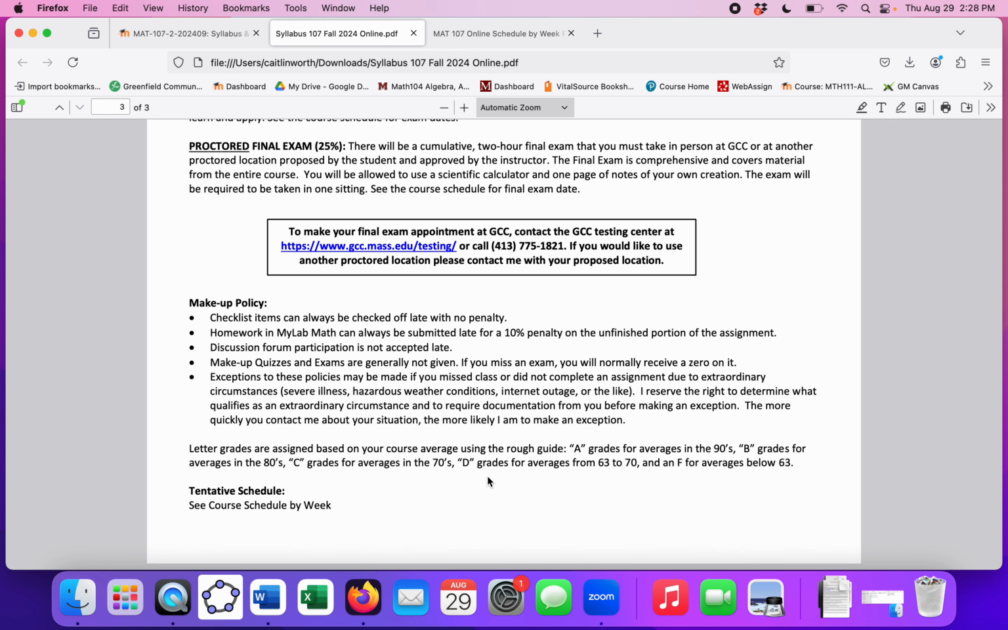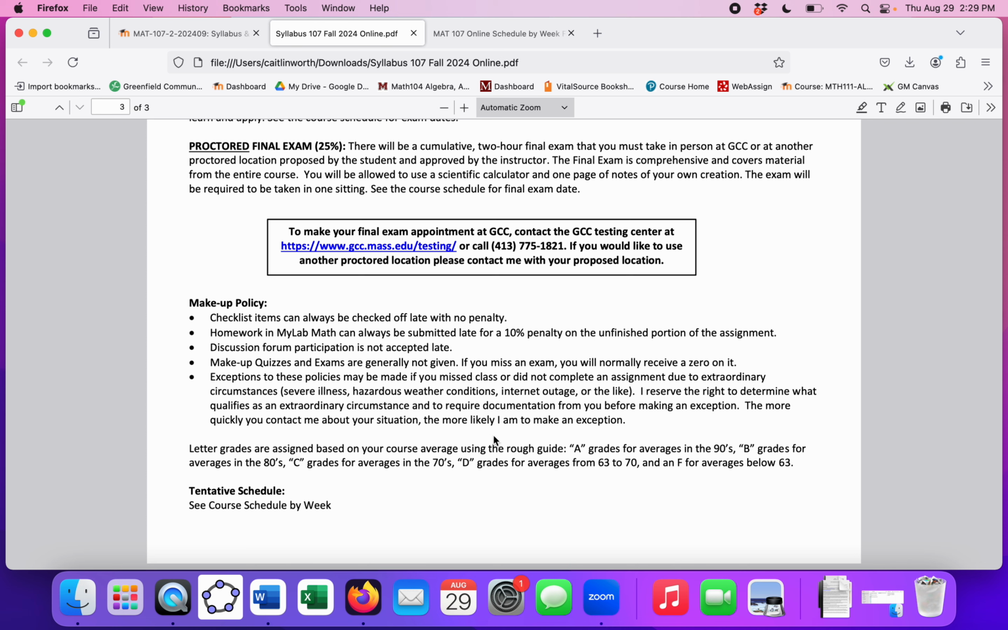Makeup policy. So checklist items can always be checked off late with no penalty. Homework in MyLab Math can always be submitted late for a 10% penalty on the unfinished portion of the assignment. So again, that is supposed to be a gimme A. So your homework grade should always be 90% or better. So if you had something late, maybe you didn't get 100% on it, but you can work on homework until you get it all right. You can work with a tutor. You can work on it in the math studio with an instructor. You work on that until you have an A.